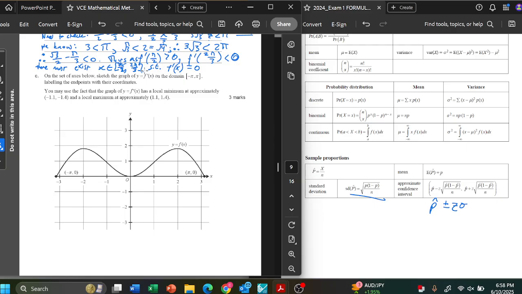So on the set of axes below, we need to sketch the graph of the derivative function over this domain. We're also going to use the fact that there's a local minimum for f dash x. So this is confusing, right? There's f dash x and there's f of x. So the derivative, we're sketching the derivative function here. And we're going to use the fact that the derivative has a local minimum at these 2 points. So a local minimum and a local maximum.